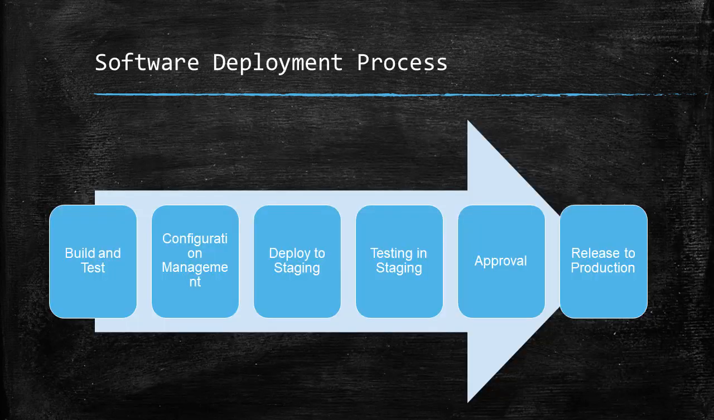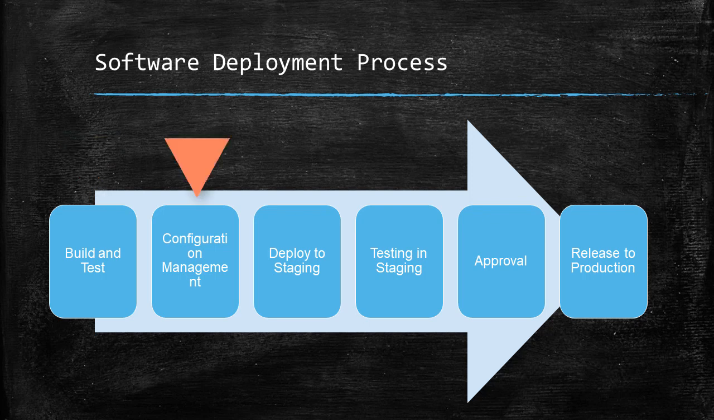The deployment stage in the DevOps life cycle involves the actual release of software to production. The process of the deployment stage typically involves the following steps. Build and test. The deployment process starts with building and testing the code to ensure that it meets the necessary quality and performance standards. This involves compiling the code, running unit tests, integration tests, and other types of tests to verify that the code is ready for deployment.